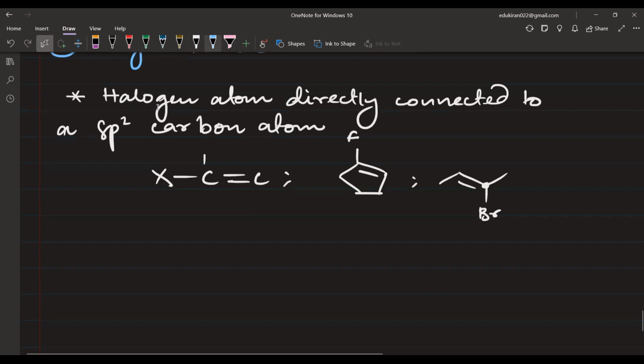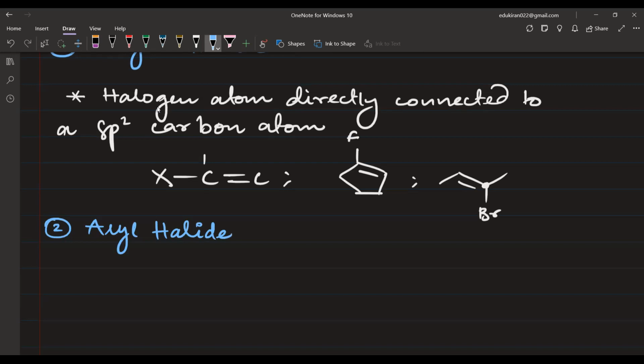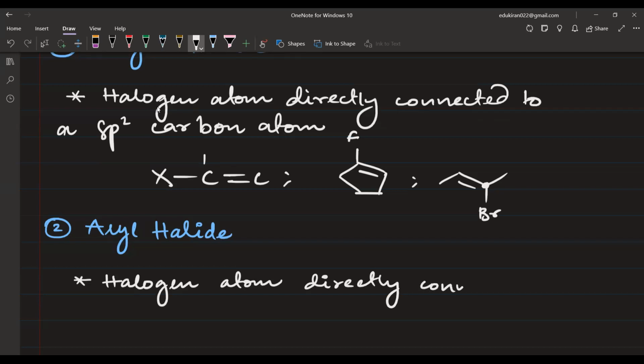Then you will write aryl halide as the second part. In aryl halide, you will write halogen atom directly connected to the benzene ring.